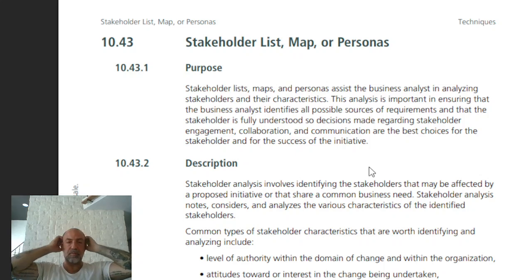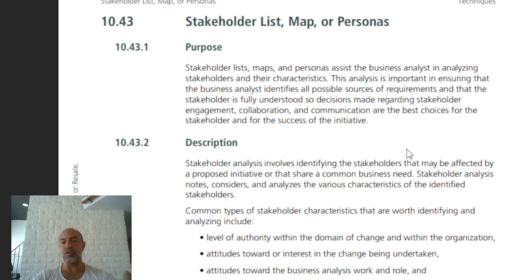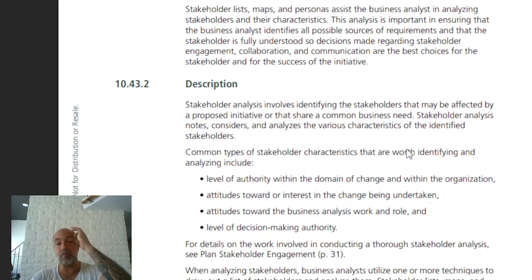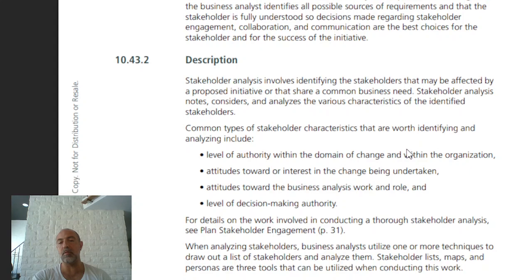Stakeholder lists are the people that are involved, or that you think are involved. A map is how they're connected, and personas are the characters you give them, with the characteristics you give them. The stakeholder list, maps, and personas assist the business analyst in analyzing stakeholders and their characteristics. This analysis is important in ensuring that the business analyst identifies all possible sources of requirements and that the stakeholder is fully understood, so that decisions regarding stakeholder engagement, collaboration, and communication are the best choices. There's a list, there's a map, and there's a persona.